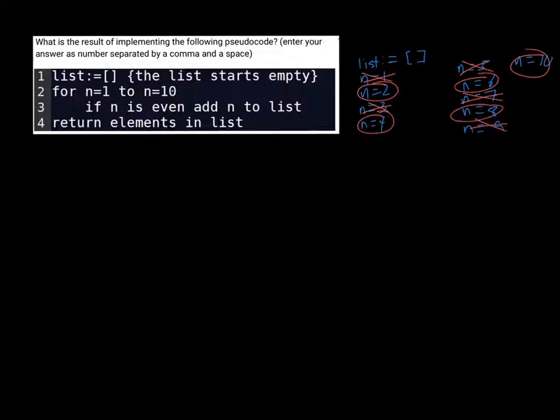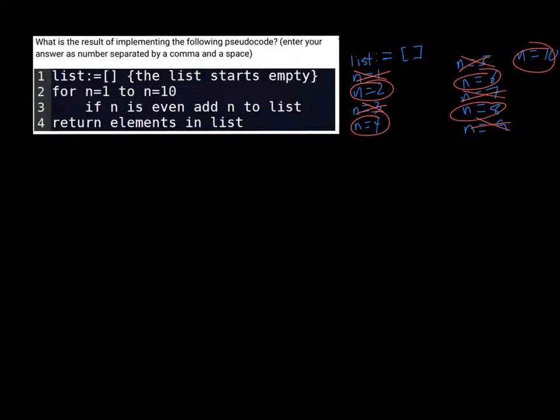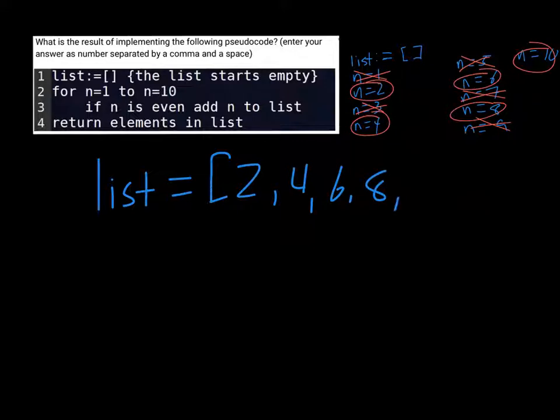So, the ones that are circled get added to list, and at the end of everything, list is just going to consist of those even numbers, 2, 4, 6, 8, and 10. So that's just a long-winded way to say it just checks if they're even. If it is, it puts them in the list. So this is what the answer needed to be.